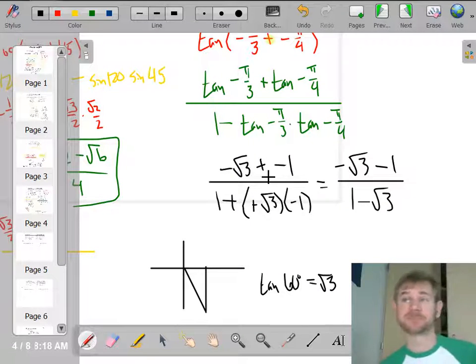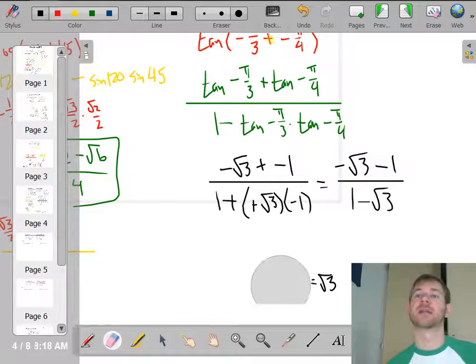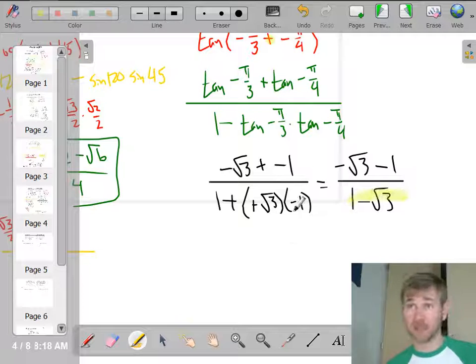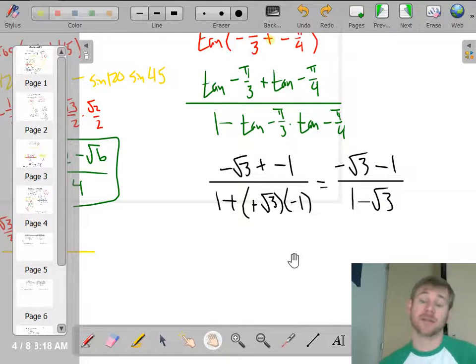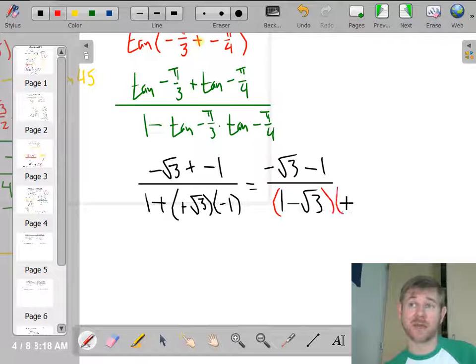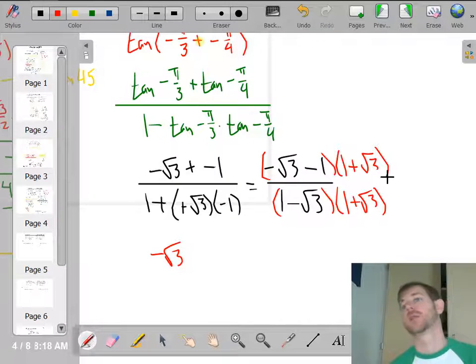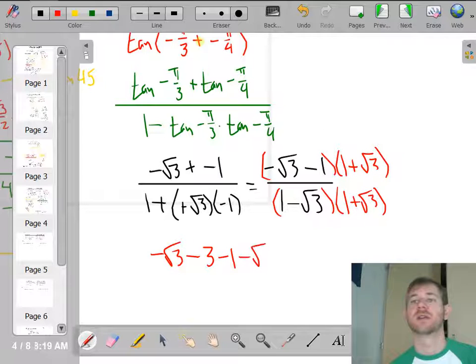That's kind of tricky. Now I have to rationalize the denominator. So to rationalize the denominator, when you have a sum, usually what you're going to do is deal with the conjugate. So we're going to multiply by the conjugate, which is instead of 1 minus radical 3, 1 plus radical 3. Now I'm going to FOIL. Negative radical 3 times 1 is negative radical 3. Negative radical 3 times positive radical 3 is negative 3. Negative 1 times 1 is negative 1. Negative 1 times radical 3 is negative radical 3.